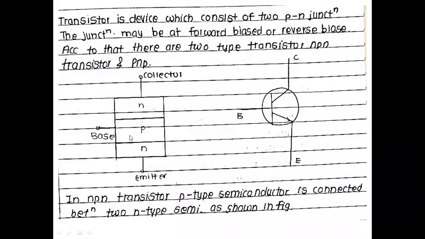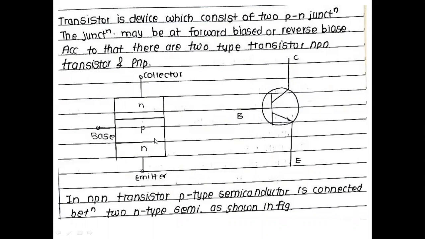Now, is it emitter to base? On which side is the positive connected? The base side, P. Since P is connected at the base, the current goes from base to emitter. The arrow we show here. From seeing this diagram, which type of semiconductor is this layer? N type. Here also N type semiconductor. In the middle, P type semiconductor is there. So between two N type semiconductors, the P type semiconductor is sandwiched.